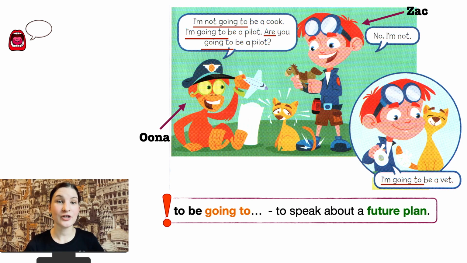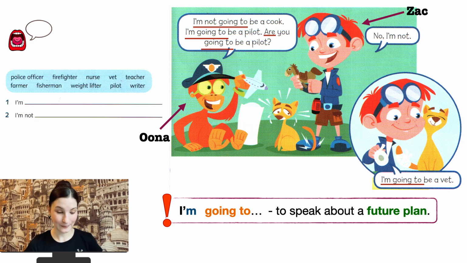Look at the dialogue. They are using the pronoun I. So when we use I, we need to say I am going to or I'm going to if it's a short version. I'm going to be, I'm going to play, I'm going to read a book and so on. Now I want you to speak about yourself and your future profession.